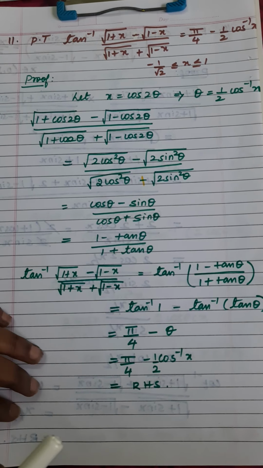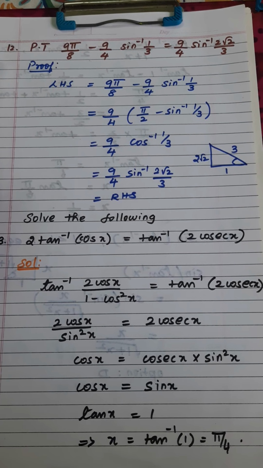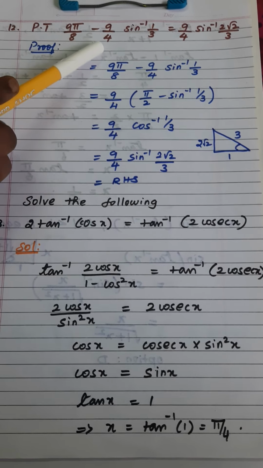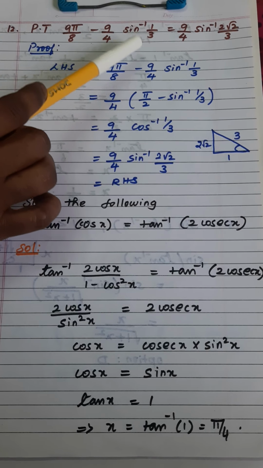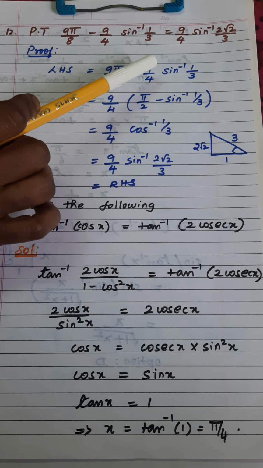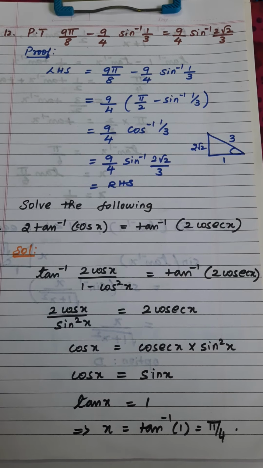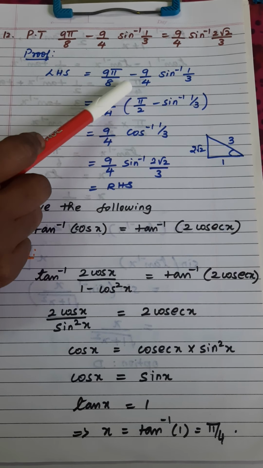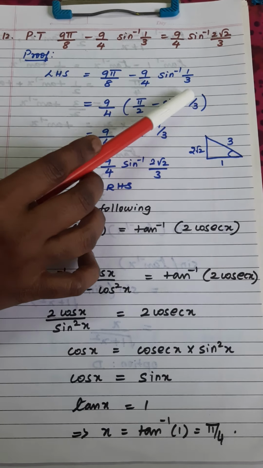Now we will see question number 12. Prove that 9 pi by 8 minus 9 by 4 sin inverse 1 by 3 equals 9 by 4 sin inverse 2 root 2 by 3. Now we will take the LHS. LHS equals 9 pi by 8 minus 9 by 4 sin inverse 1 by 3.